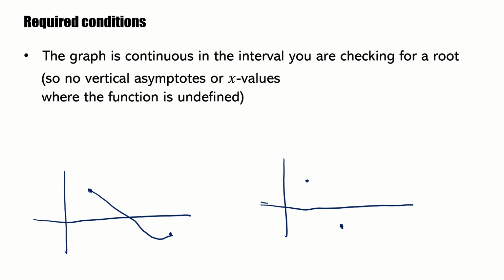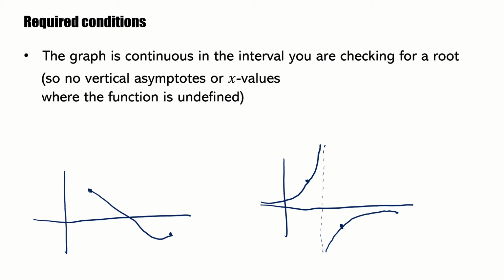For instance, this graph could be one of the ones with a vertical asymptote, so it could be appearing like it's going up, and then magically it's all the way down here, and then doing this instead. So we've managed to go from a positive y value to a negative y value without ever actually crossing the x-axis, therefore without ever actually having a root.